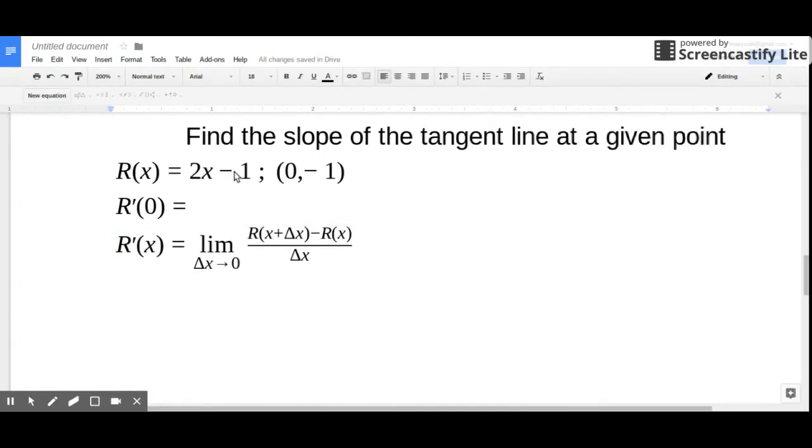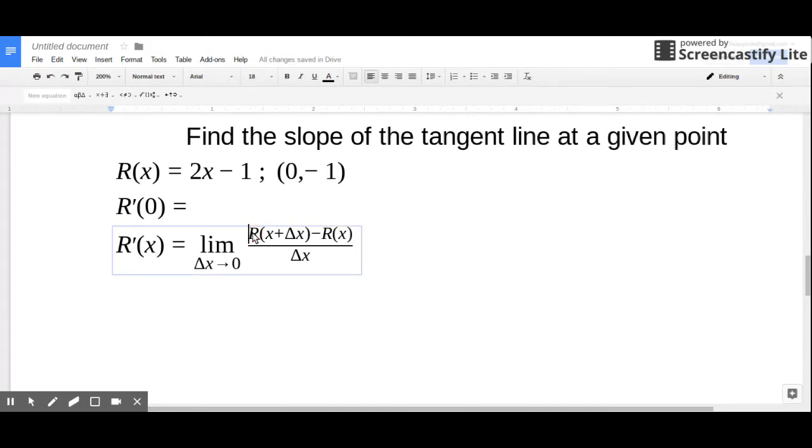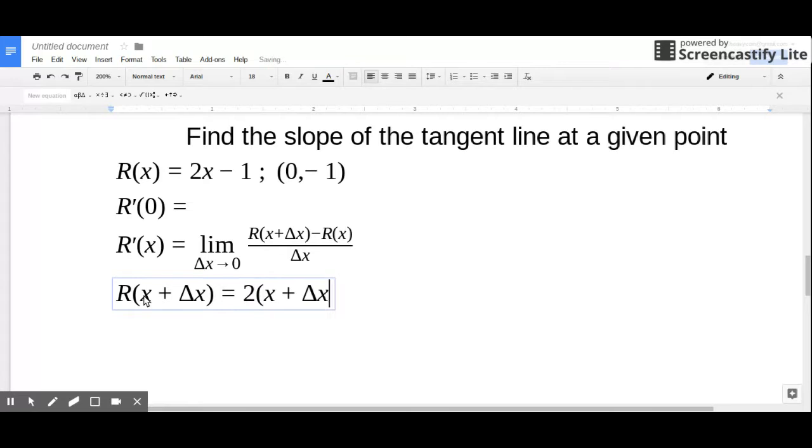All right. So let's find r of x plus delta x. That's what we want to find first. We'll just copy and paste this. Wish I'd have known that in that last section I just did. Okay, so x plus delta x is going to get plugged in, and we have minus 1.